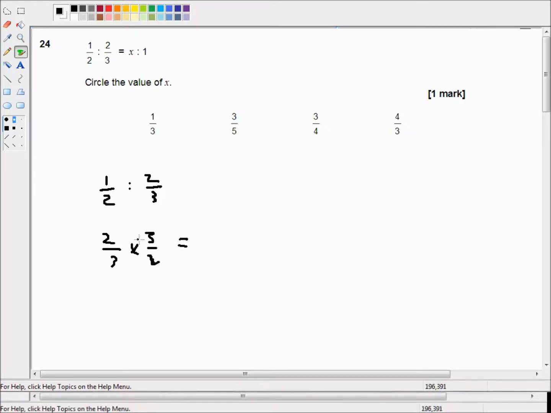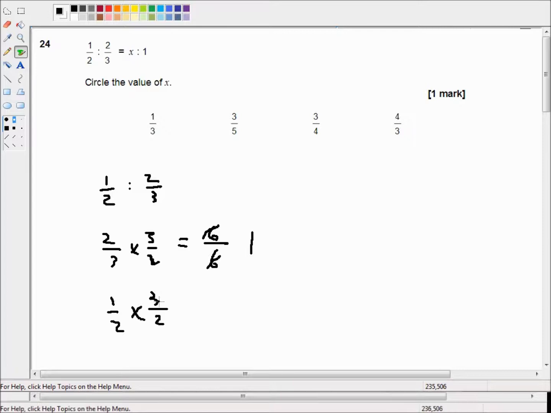And now look what happens. 2 times 3 is 6, divided by 3 times 2, which is 6. And 6/6 is the same thing as 1. So if we multiply by 3/2, we're going to turn 2/3 into 1. Of course, what we do to the one side of the ratio, we have to do to the other side of the ratio. So what we have to do now is multiply 1/2 by 3/2, because we multiplied the 2/3 by 3/2.